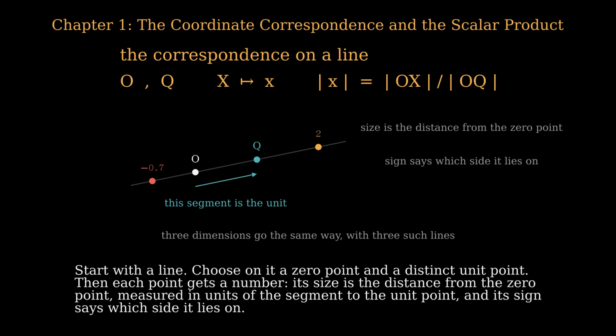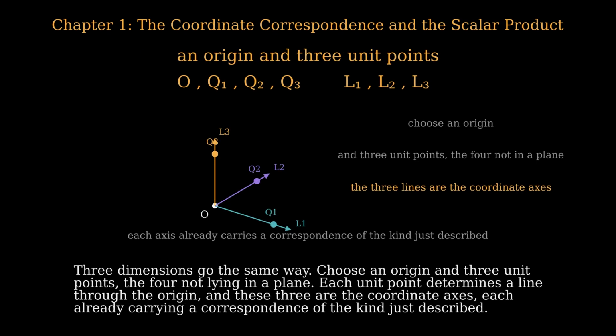Start with a line. Choose on it a 0 point and a distinct unit point. Then each point gets a number. Its size is the distance from the 0 point, measured in units of the segment to the unit point, and its sign says which side it lies on. 3 dimensions go the same way.